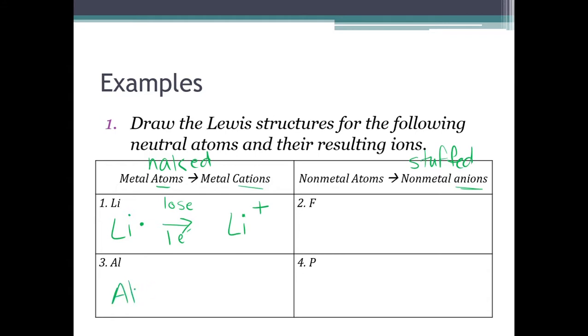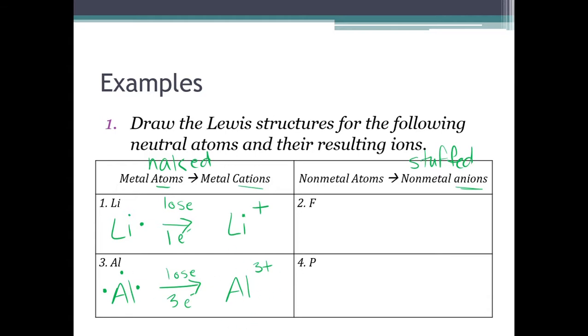If you find aluminum on your table, it's in the third group, which means it has 1, 2, 3 valence electrons. But when it forms an ion, when it forms the aluminum cation, it will lose 3 electrons. It has 3 valence electrons, it will lose 3 valence electrons, and it will form the aluminum ion, which is the symbol for aluminum, but now it's naked. All of its valence electrons are gone, and instead it has a 3+ charge. Lose 3 electrons, form a 3+ charge.